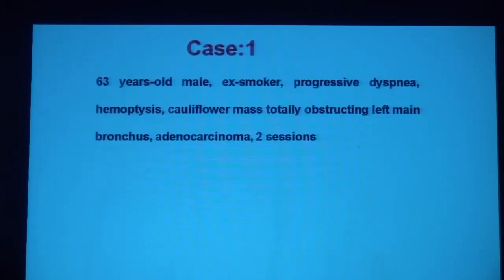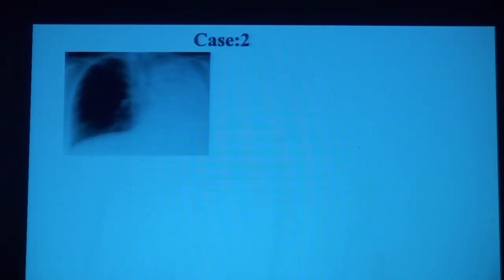Case one, can I present 4 cases? Case one, 63 male patient, ex-smoker, progressive dyspnea, hemoptysis, cauliflower mass obstructing the left main bronchus, diagnosed as adenocarcinoma, total lung collapse as you see.